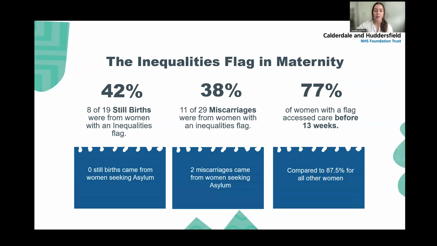Next slide, please. So what this told us was that a significant percentage of poorer outcomes were from the most vulnerable population. So 42% of our stillbirths were from vulnerable women, 38% of our miscarriages, and only 77% of women with a flag accessed maternal care before 13 weeks in comparison to 87.5% for all other women. And how we're using this to reduce inequalities is currently looking at data to inform the decisions around targeted interventions for these women. So like Rachel said, that could be an extra appointment, it could be a phone call, but just simple things to really improve the access to care.